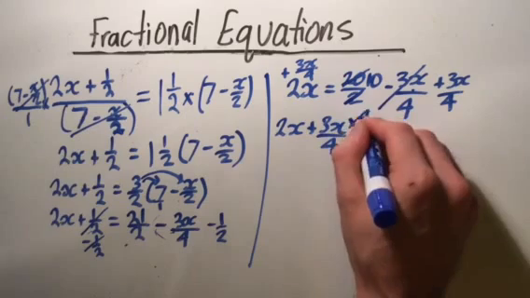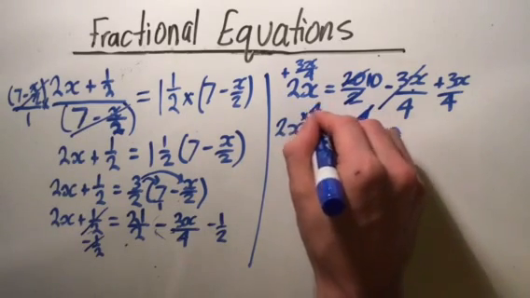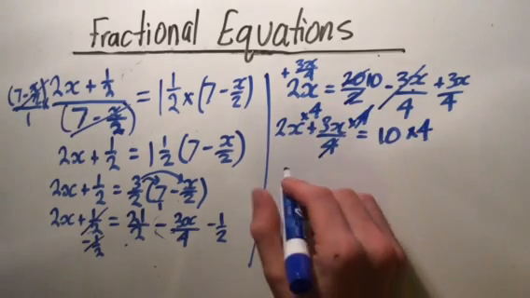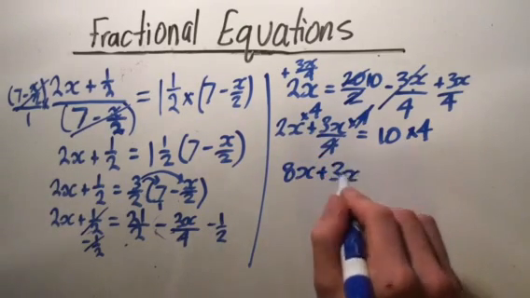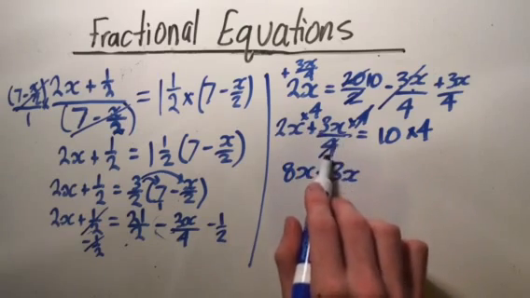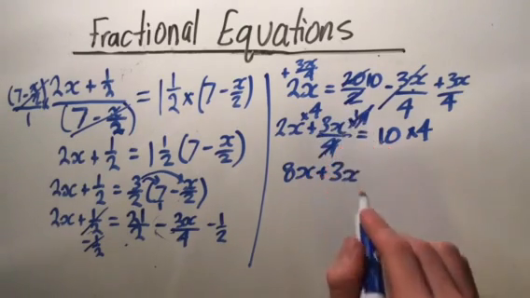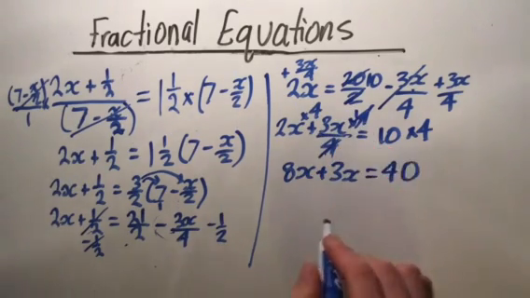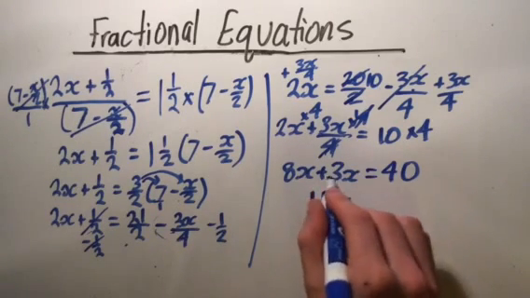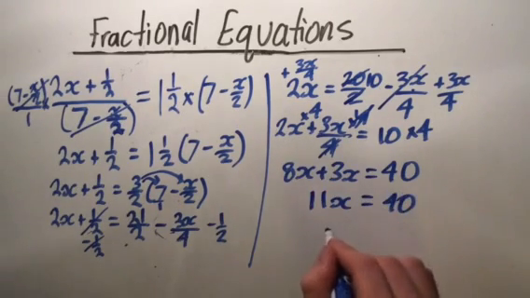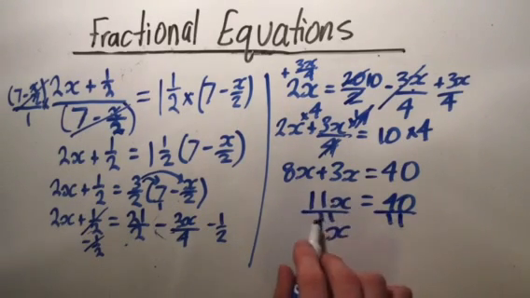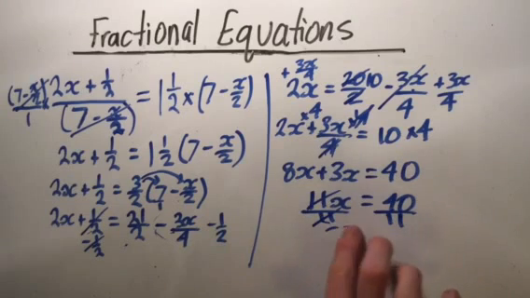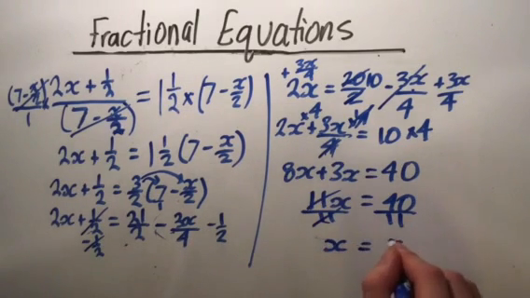So I'm going to times this by 4 because that's going to cancel that out. I've got to times this by 4 and I'm going to times this by 4. That leads to us going 8x, 4 times 2x, plus 3x. Remember, this one doesn't change because it was dividing by 4. So now it's just 3x times 1 and it's equal to 40. And then we get 11x, 8x plus 3x equals 40, which gives us 11 times x. We divide both sides and we get x equals 40 over 11.